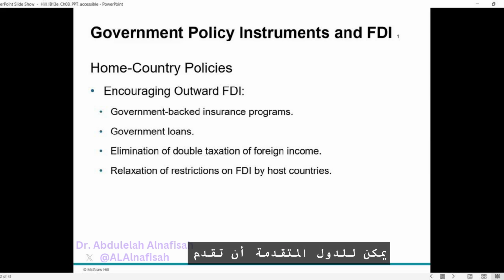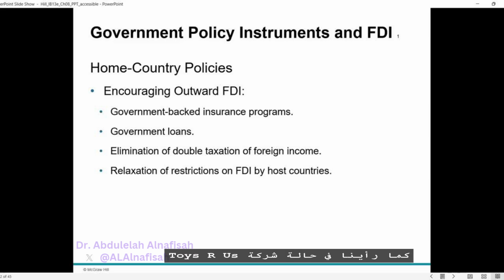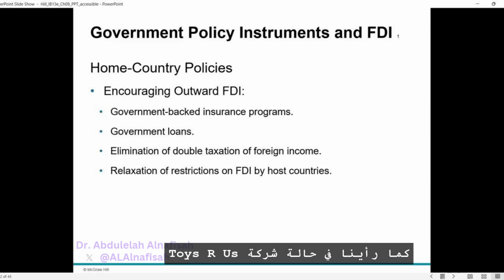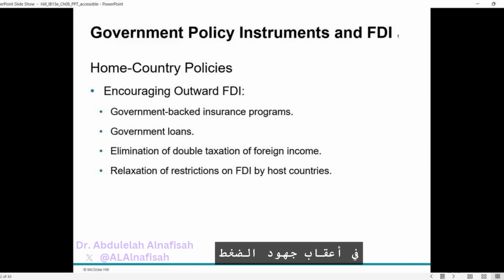Advanced nations may offer government loans through special funds or banks to support investments in developing countries. Moreover, eliminating double taxation on foreign income and leveraging political influence to persuade host countries to relax inbound FDI restrictions are common strategies. For instance, countries like the United States have successfully influenced host nations like Japan to ease formal and informal barriers to foreign investment, as seen in the case of Toys R Us expanding its presence in Japan following lobbying efforts and governmental support.